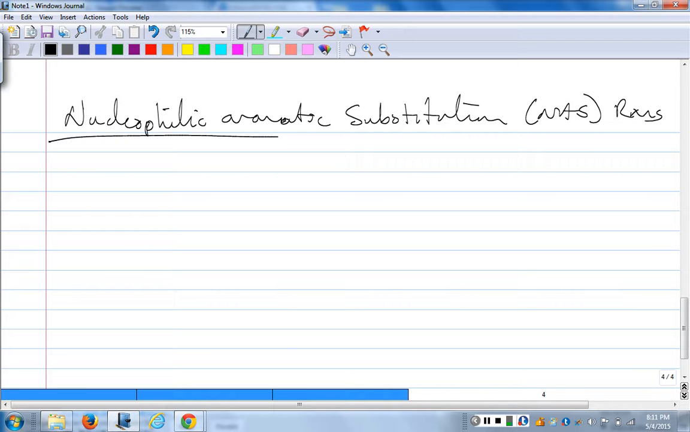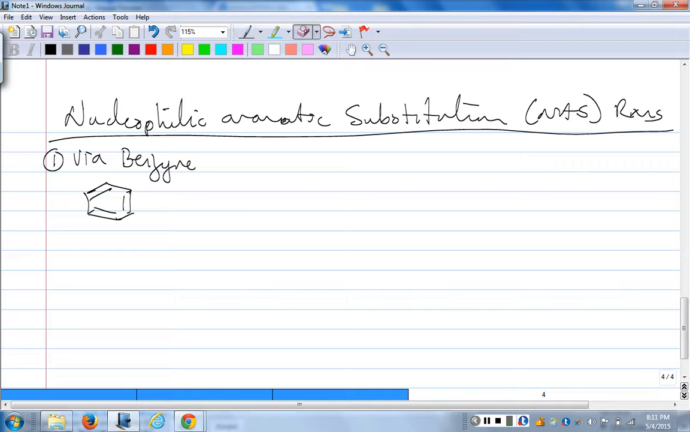I remember when I was an undergrad and we were starting NAS, I had great difficulty grasping the concept because we had learned that benzene, by virtue of the pi electrons, was a nucleophile. And nucleophiles don't react with nucleophiles. And so, I remember for the first lecture, my mind was just completely racing that this was just impossible stuff. Turns out it's not. So these reactions occur in two different ways. So let's start off, let's say one via benzyne.